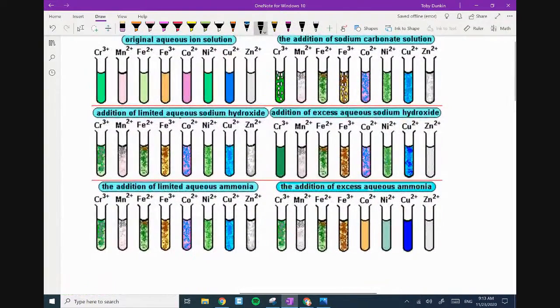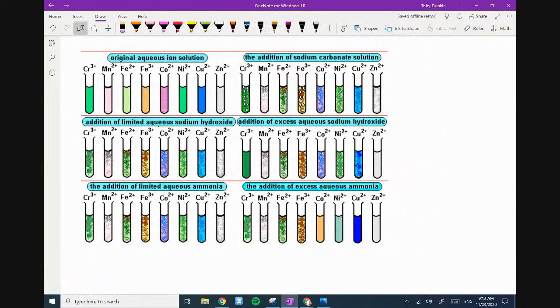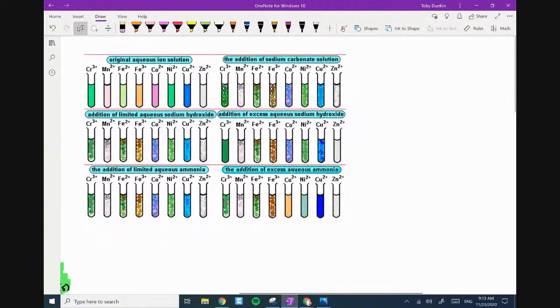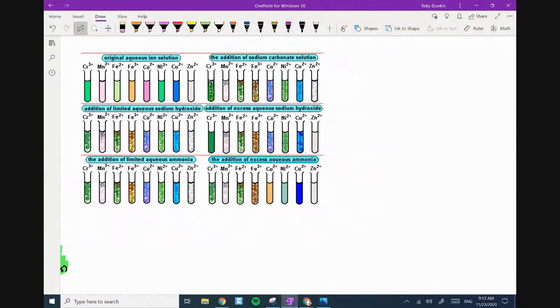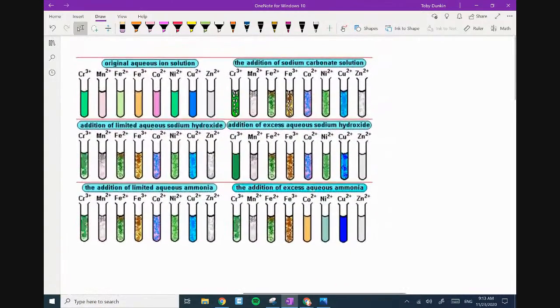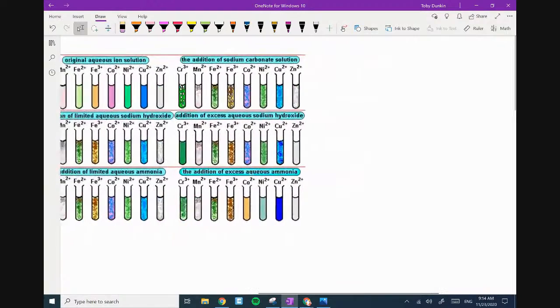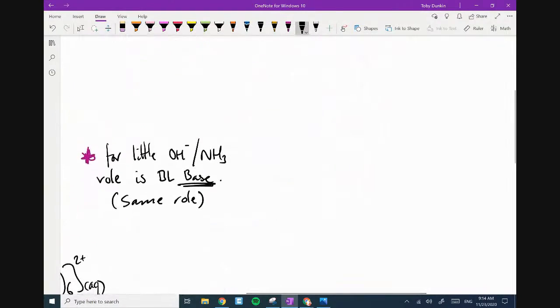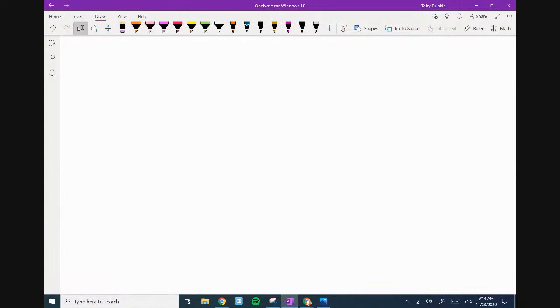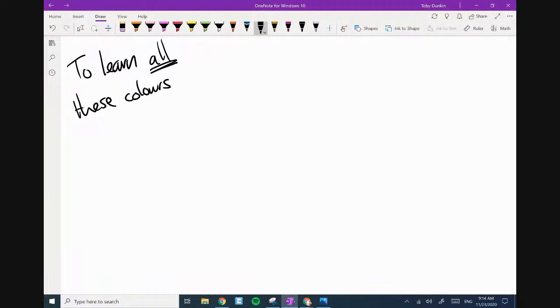Rather than how this moves around, and I understand why they've done it like this, what I would prefer is a diagram of each of these. It becomes more diagrams, but then it helps you create the strings. What I would do is each of these, the string. Sorry, ranting. Okay. To learn all these colors, it is easier.